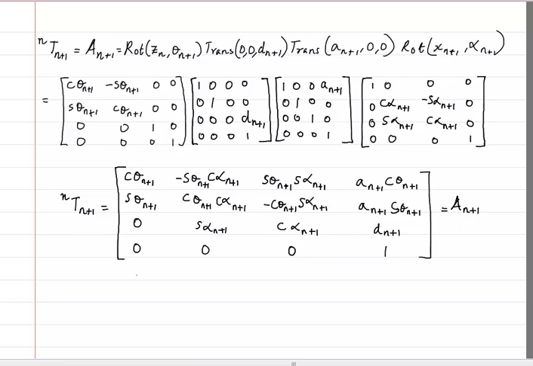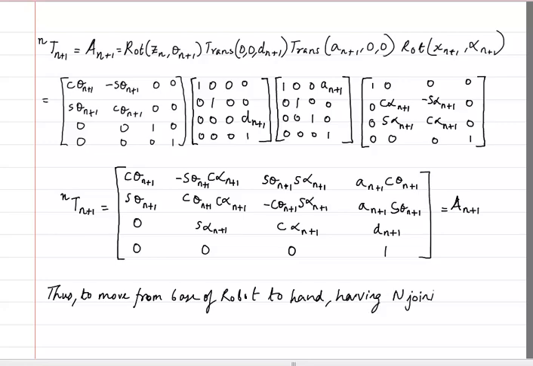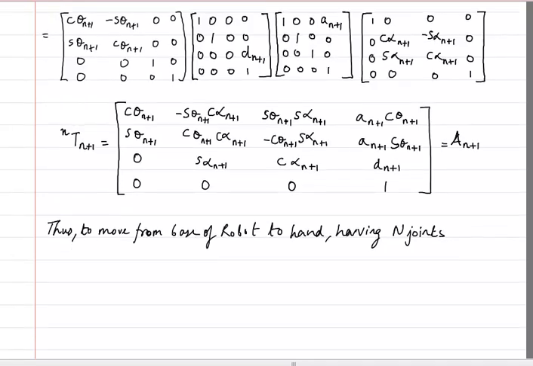Okay, so if I have to move from the base of the robot to the hand having n joints, we need to find each of the frames and the transformation between them.